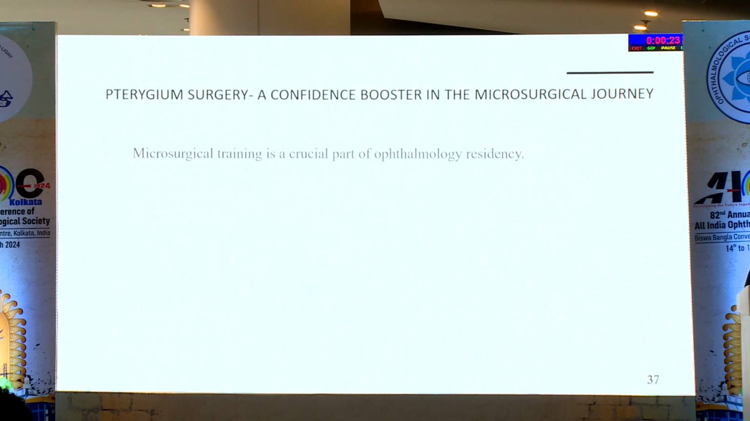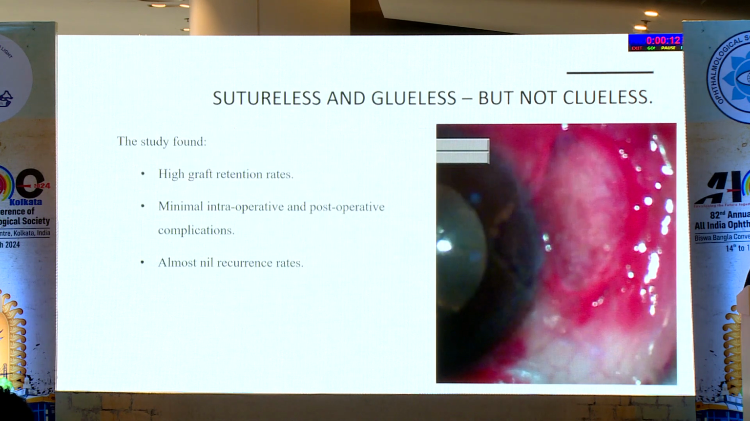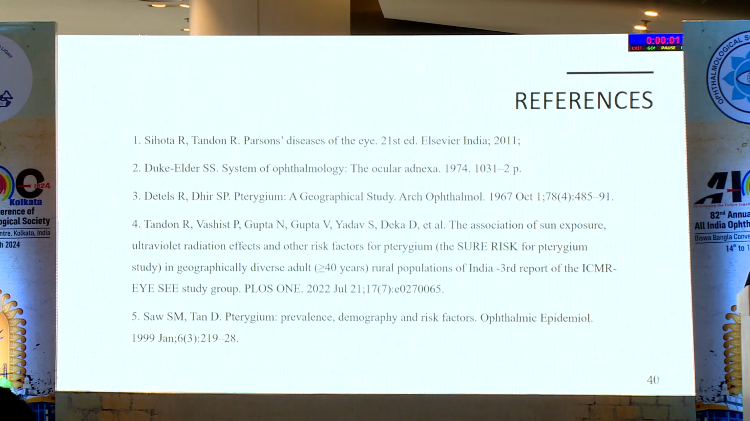So to conclude, microsurgical training is an important part of ophthalmology residency, and the pterygium surgery with the refinements that we have added will be a good starting point to be taught to the postgraduate residents. So the study found high graft retention rates, minimal intraoperative and postoperative complications, and almost no recurrence rates. So it implies the success of this technique as a good starting point to be learned by budding ophthalmologists. So these are my references.